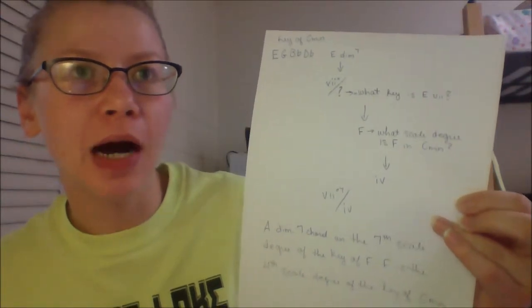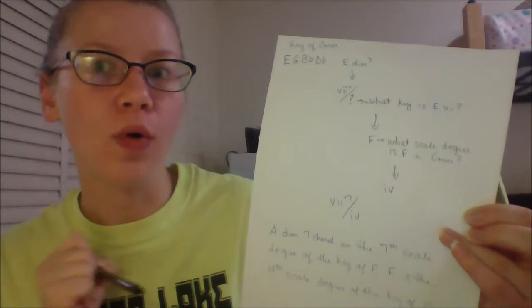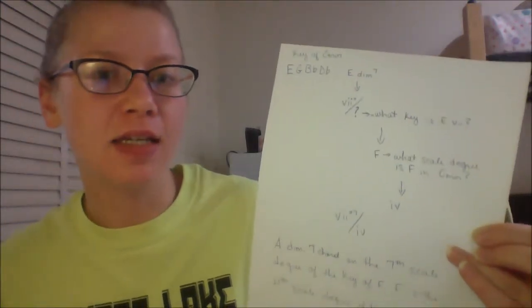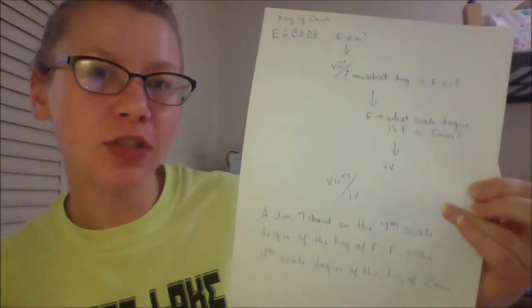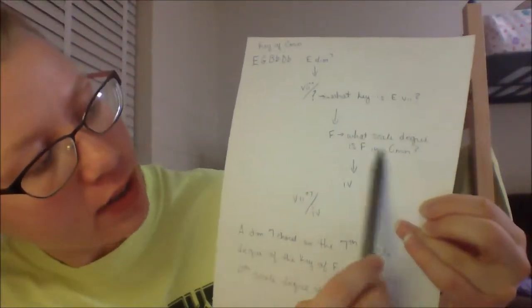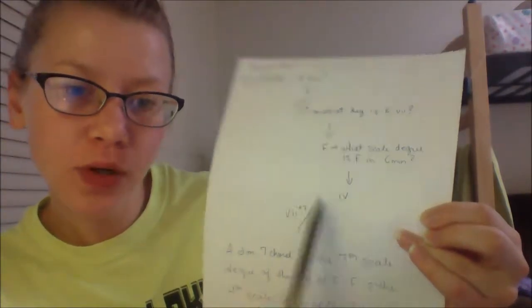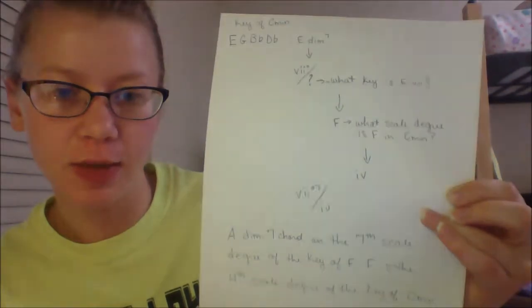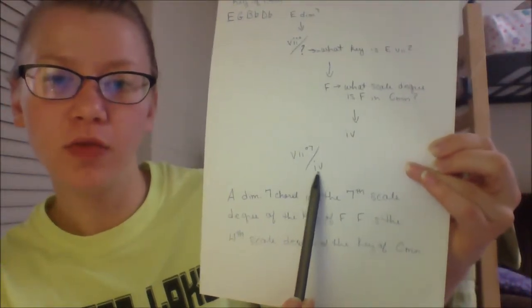So you need to figure out how to notate that you're in the key of F for that one chord when the whole rest of the song is in the key of C minor. So you need to figure out what scale degree F is in the key of C minor. Well, what do you know? It's the 4th scale degree of C minor. So you end up with a 7 diminished 7 of 4.